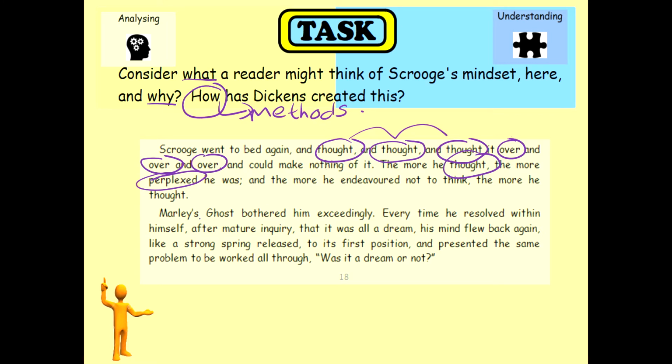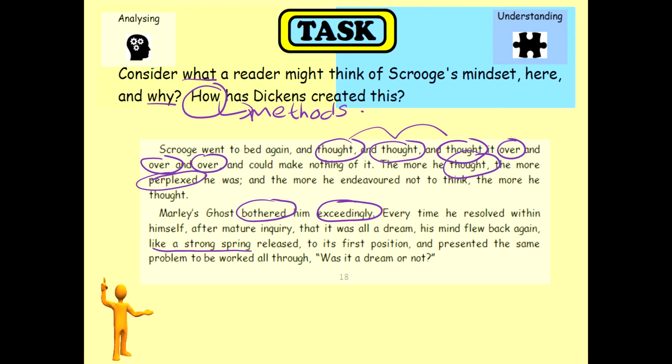"So Marley's ghost bothered him exceedingly." Look at the language, look at the rhetoric that's being used. Not a lot, exceedingly. If you exceed something, you're going over the limit. So Marley's ghost is bothering him more than he can cope with. "Every time he resolved within himself, after mature inquiry," which means he was trying to think logically about it, "that it was all a dream, his mind flew back again like a strong spring." So that's a nice simile there, isn't it? "Released to its first position and presented the same problem to be worked all through. Was it a dream or not?"